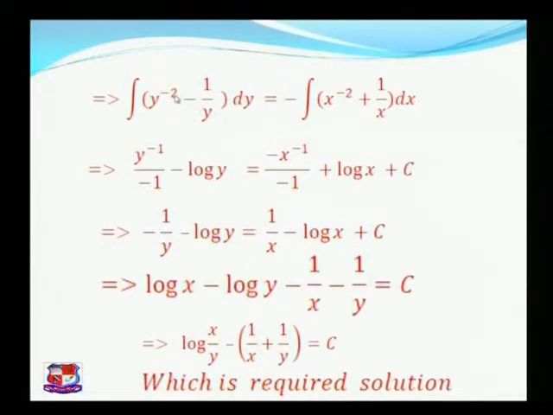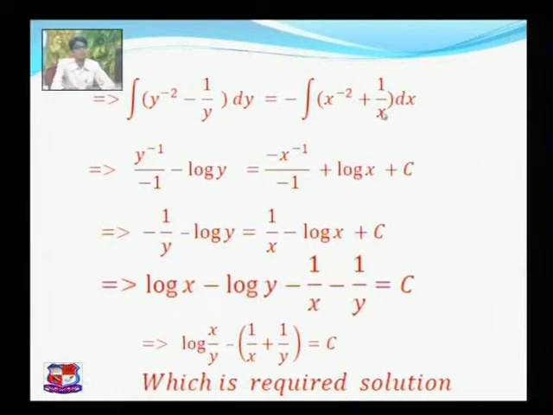Integration of y raised to minus 2 minus 1 upon y into dy is equal to minus of integrating x raised to minus 2 plus 1 upon x into dx. So by integrating we will get minus 1 upon y, and integration of 1 upon y is equal to log y is equal to, there is minus minus plus, so there is 1 upon x minus log x plus c.